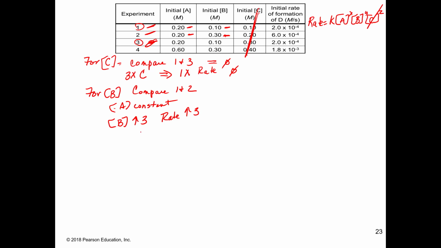So I'm going to say then that 3 to the y equals 3. So 3 to the y equals 3. And we already said anything to the 0 equals 1, anything to the 1 equals itself. So 3 to the first is 3. So y equals 1. So B is first order.